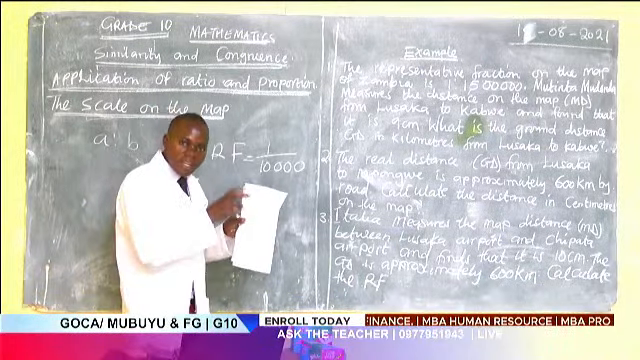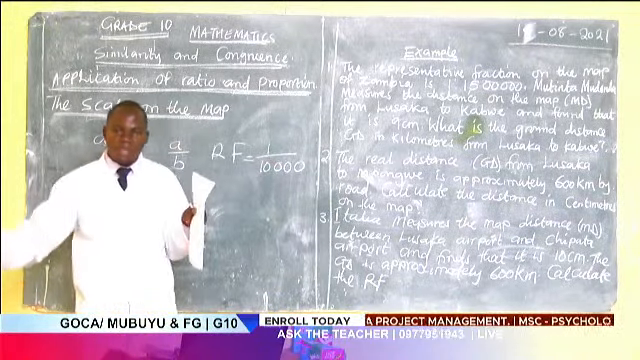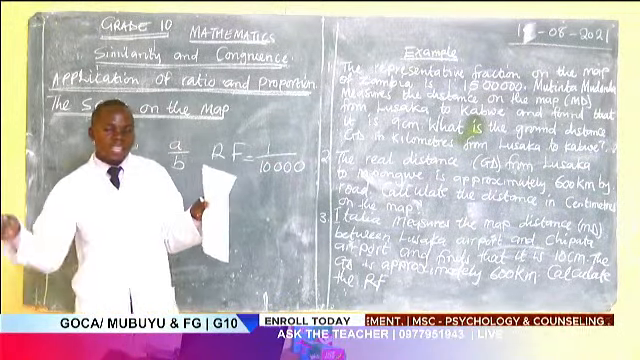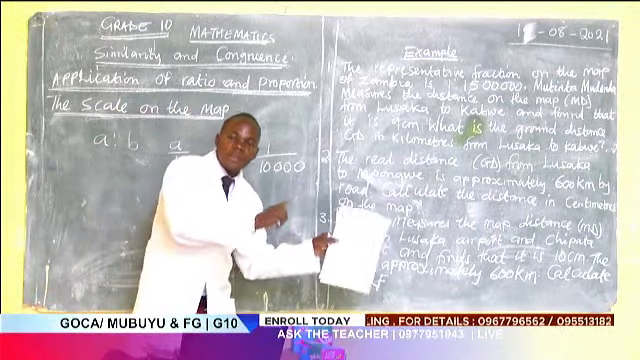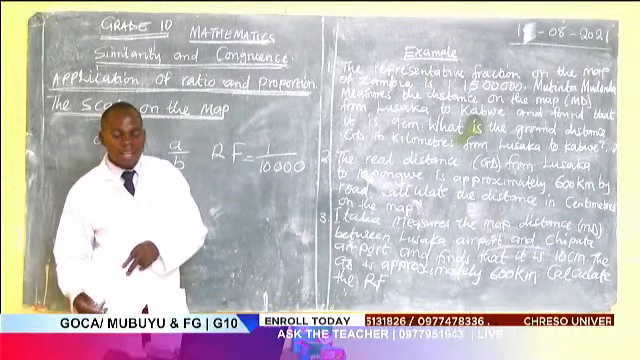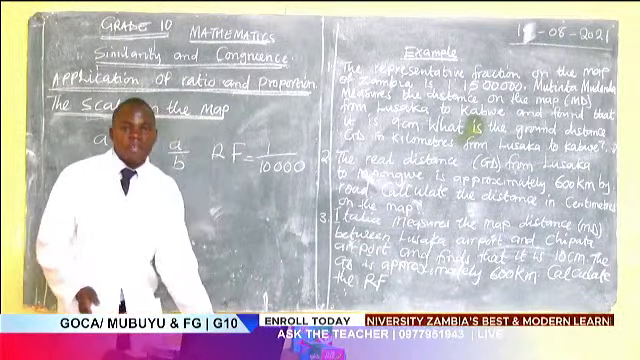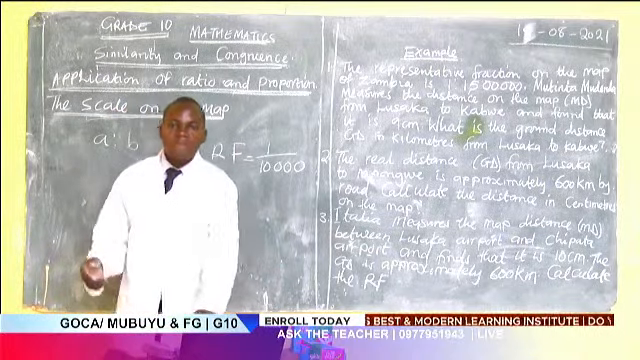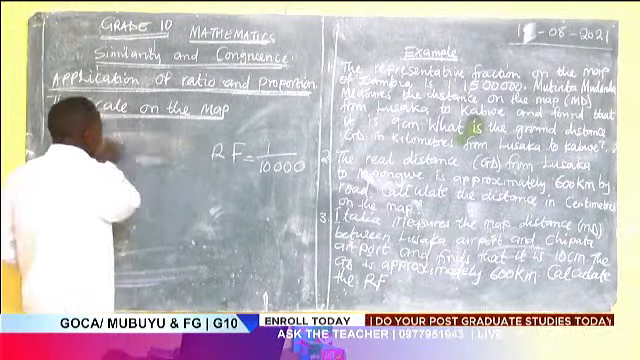So once you have been given something in centimeters and the other in kilometers, you have to convert the one in kilometers to centimeters. Then thereafter, you can convert it back to kilometers. Okay? So, how would you convert something given in kilometers to centimeters? Very, very important.